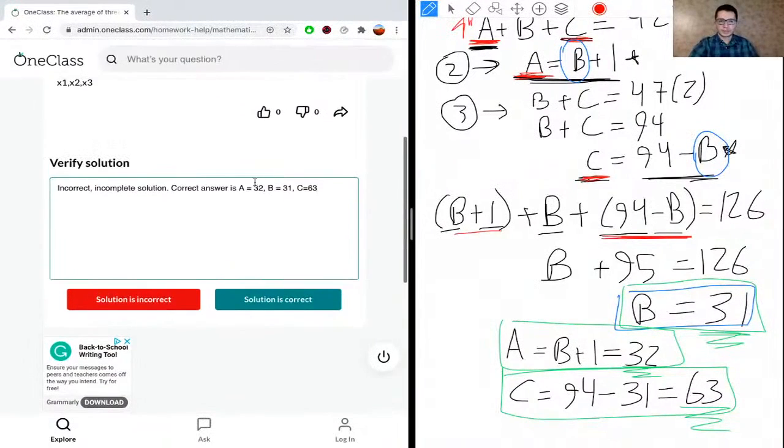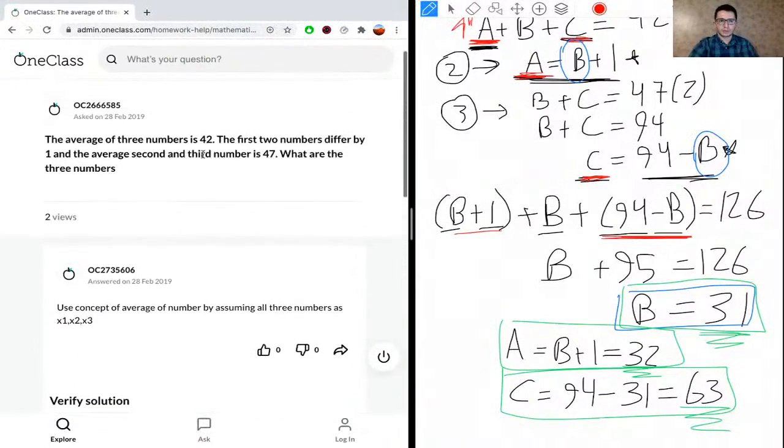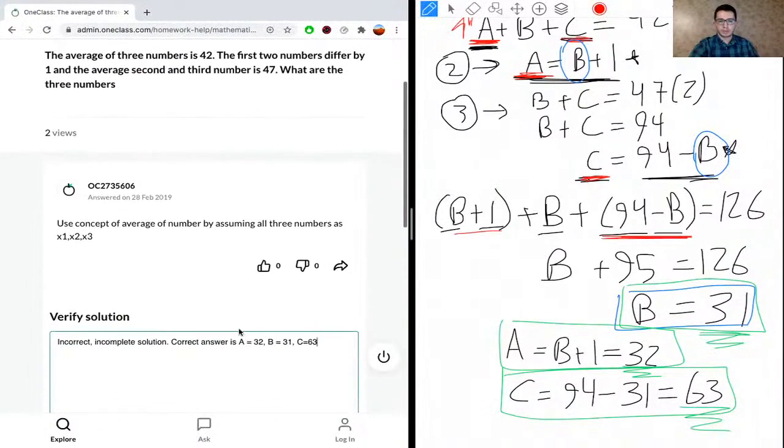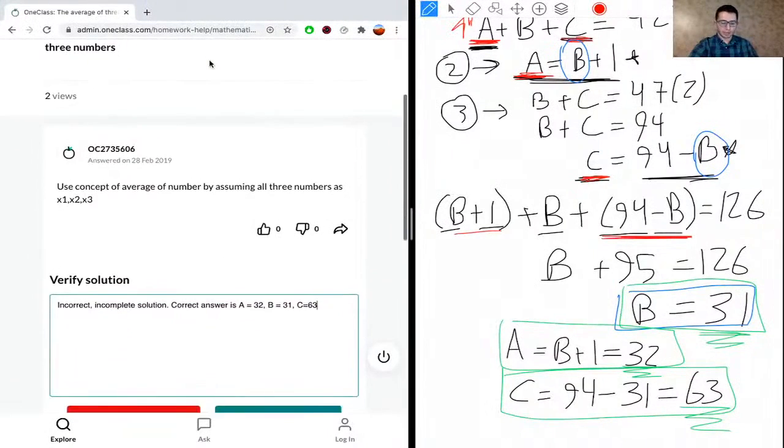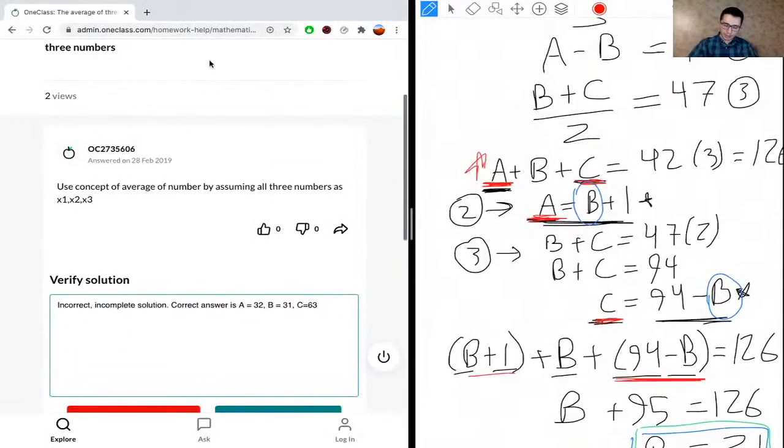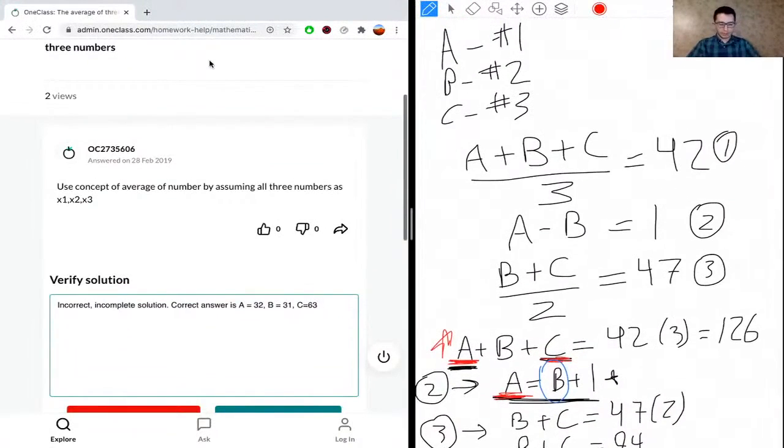So we can see this makes sense also because one of the equations says the first two numbers differ by 1, so A and B differ by 1, and then the average of all three numbers. We can double check this by plugging it back into the initial equations. If we did A, which is 32, plus 31, which is B, plus 63, and then divide by 3, we get 42, so we verified the first equation.